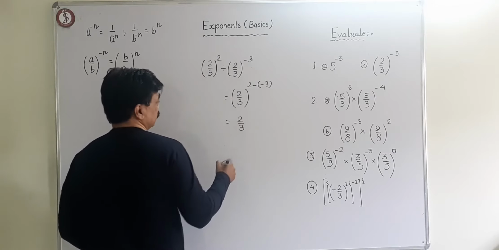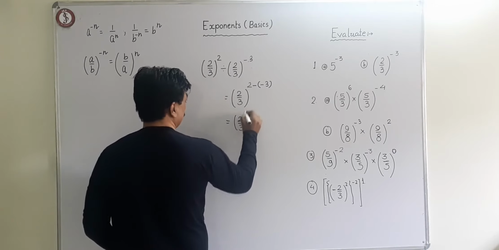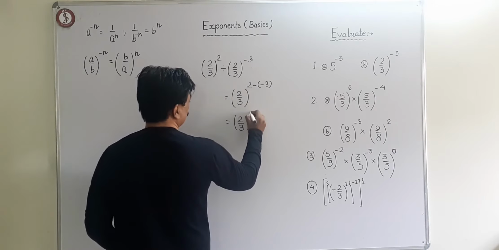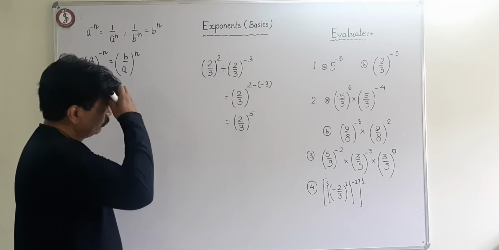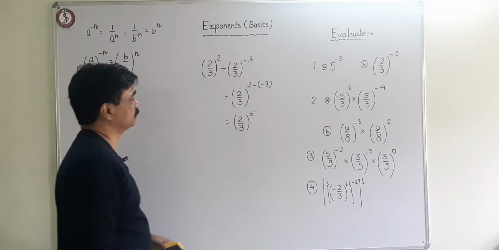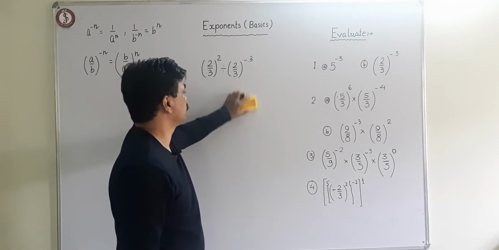So it becomes 2/3. And what does it become? Let us see. It becomes 2/3 to the power 2 minus minus 2, so it becomes 2/3 to the power plus 5. This can be done by many methods. This can be done this way also.